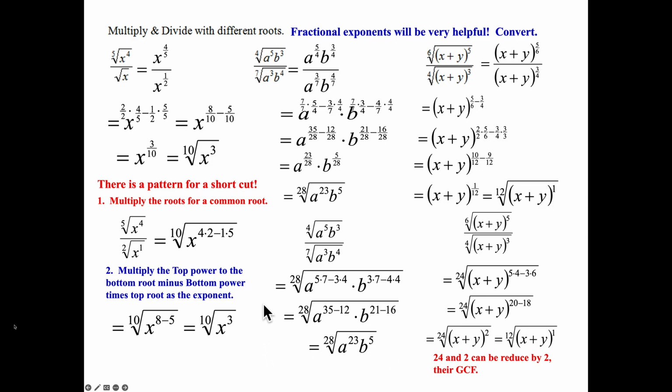And that wraps up how to handle multiplying and dividing radicals with different roots.